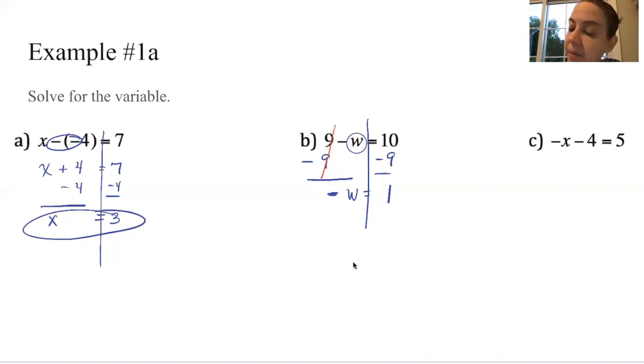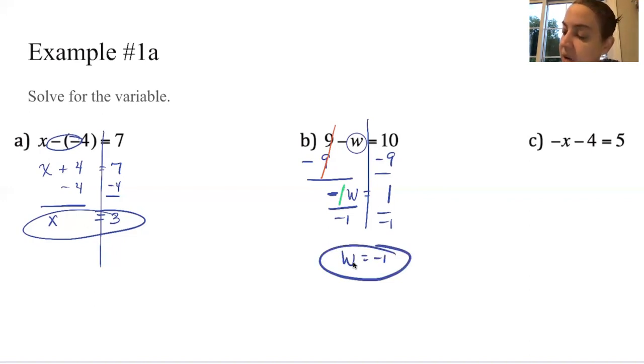Those cancel out. Now, what number is really in front of this W? It's really a -1. So if I have negative 1 times W, I need to divide both sides by -1. So 1 divided by -1 is -1. Good.